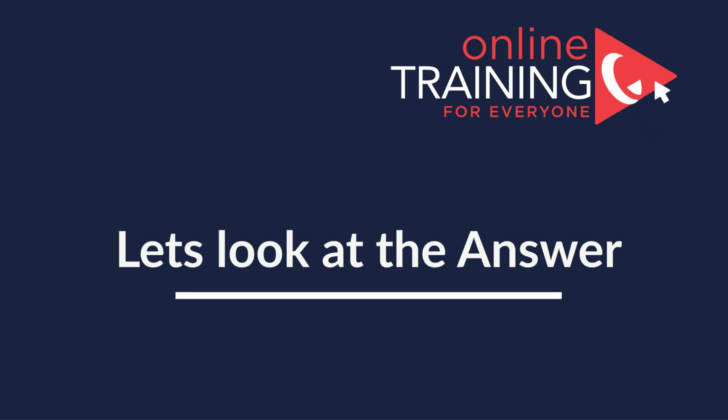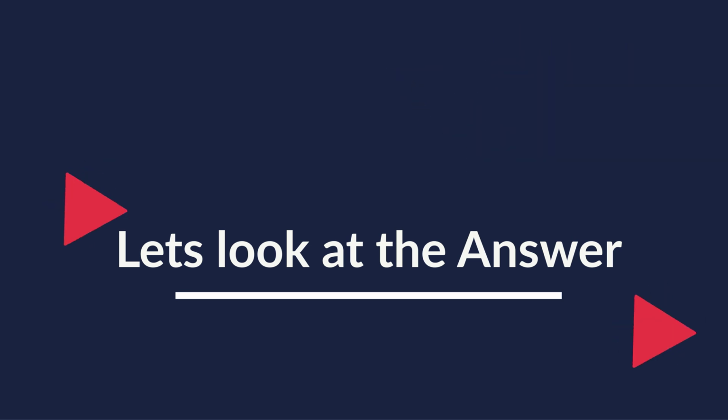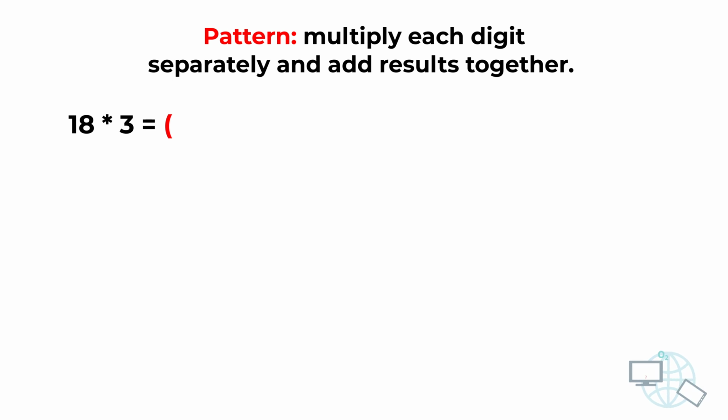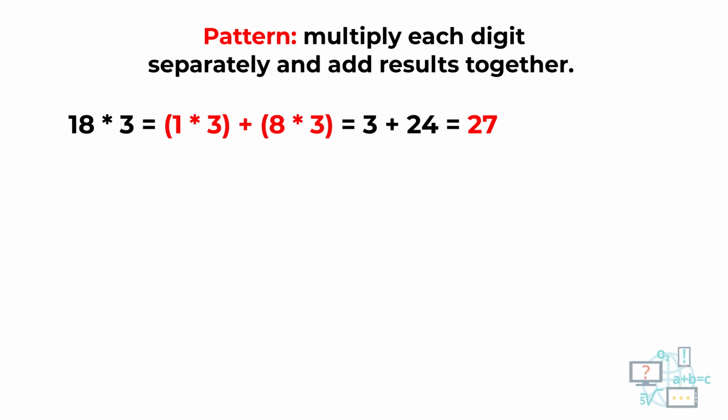Even though mathematically our sample expressions are not correct, for example, 18 by 3 is not equal to 27, if you multiply each digit separately and add the results together, you will get the result you need. For example, 18 by 3 should be processed as 1 multiplied by 3 in parentheses plus 8 multiplied by 3 in parentheses, which would be equal to 3 plus 24, which would be equal to 27.